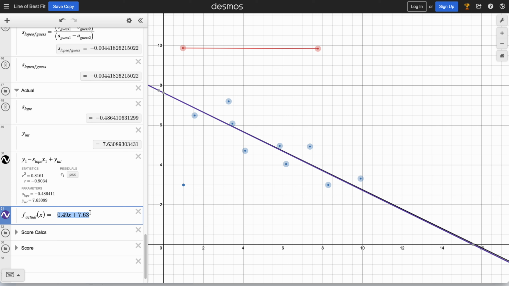And that is how you can find the line of best fit for any data set using the Desmos calculator, and also how you can have a rather creative lesson with your students and playing kind of a guessing game where you're moving this around and you're checking to see how closely your guess matched the actual line.